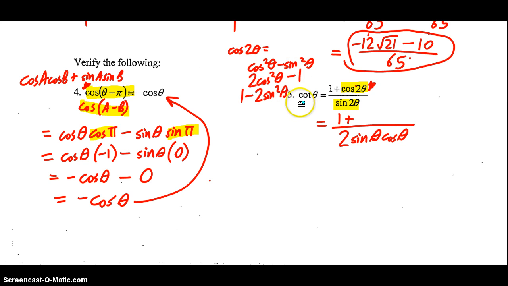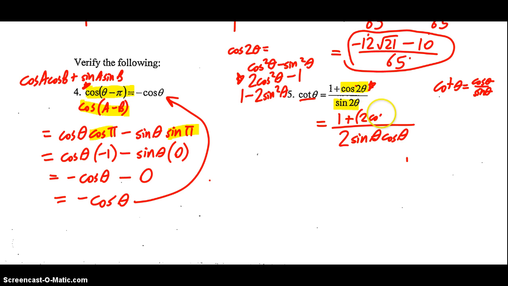Well, let's think about where we're headed. We're headed towards cotangent. And remember that cotangent is cosine over sine. I already see a sine in the denominator. I need something in terms of cosine only in the numerator, right? So I'm going to pick option 2 here.